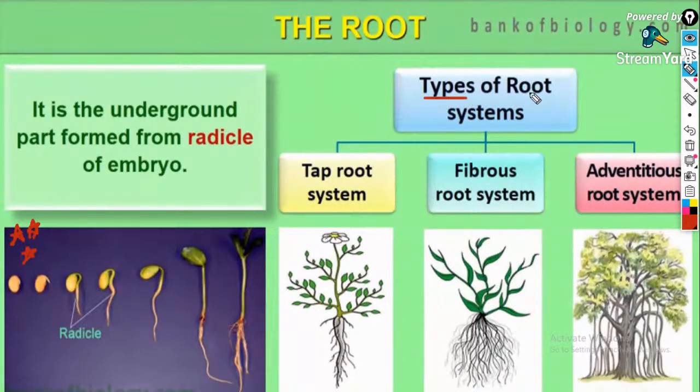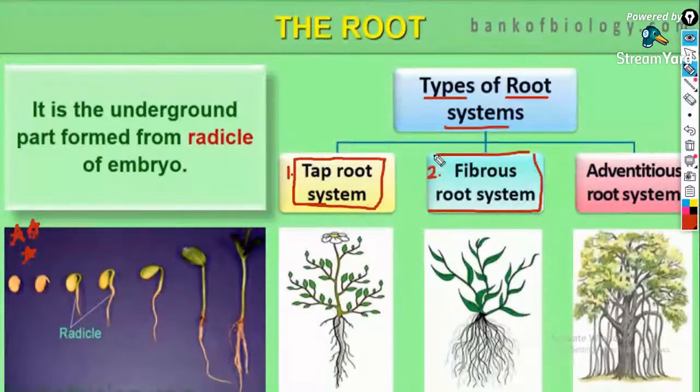This is a very lengthy chapter, so we have to first discuss the types of root system. First one is the taproot system. Second one is the fibrous root system. Third one is the adventitious root system. I hope you might have learned about these in your lower classes.